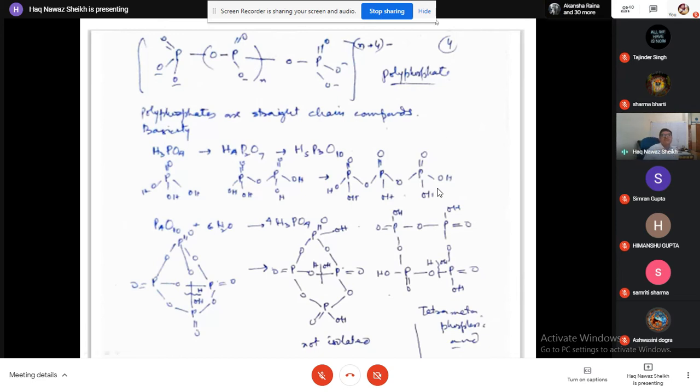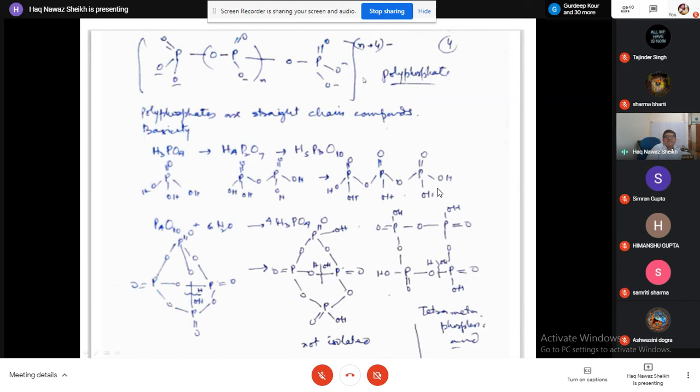Because in the middle of this series you will have one negative. Say it is 4, so it is 4 plus 4, 4 negative. If it is 1, you will have 5 negative. So accordingly n can have any number. So phosphates can also form straight chain compounds.